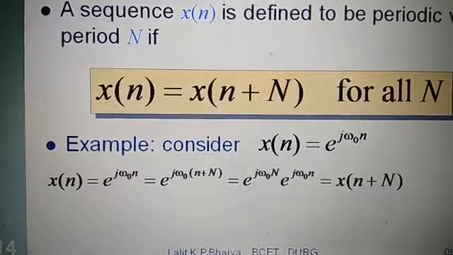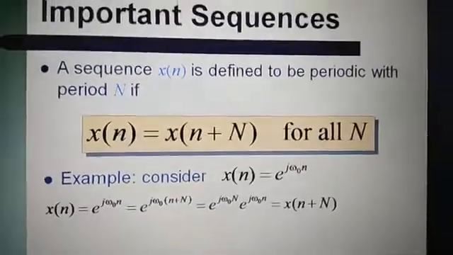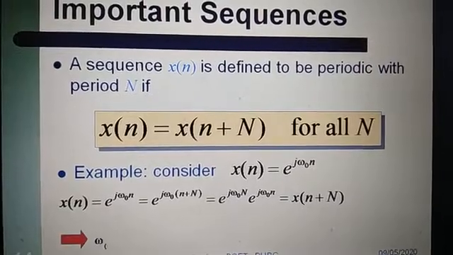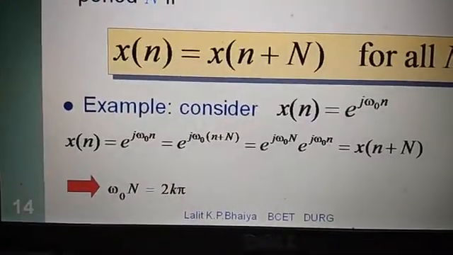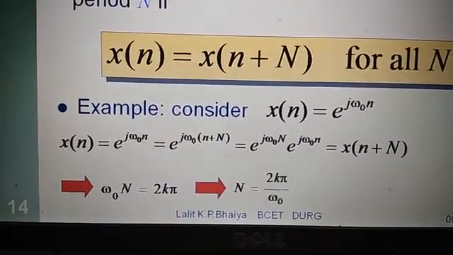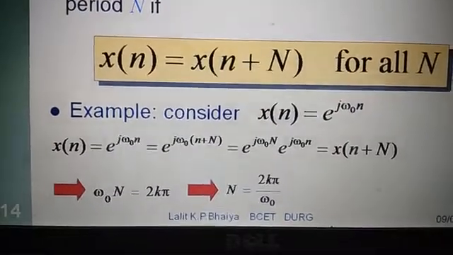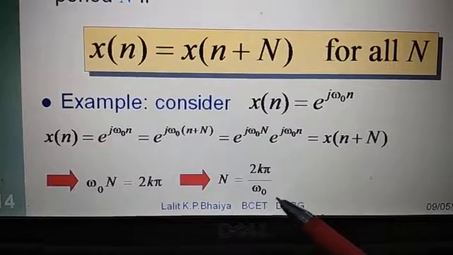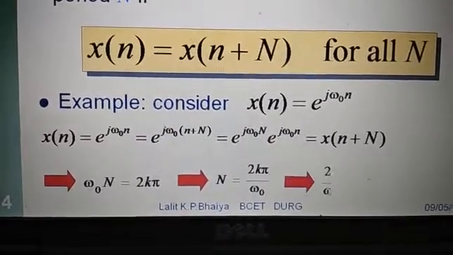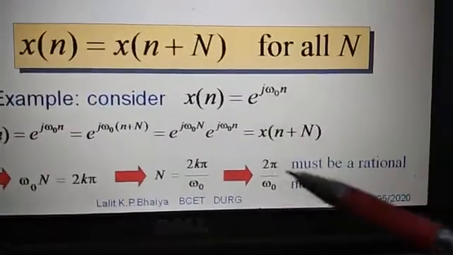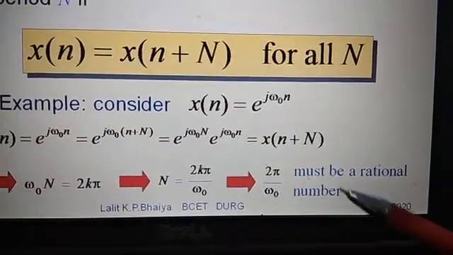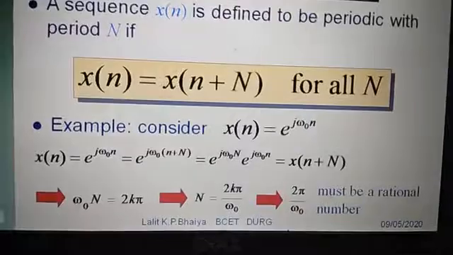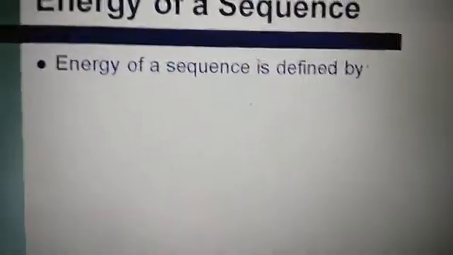So using this property of periodicity, you can get signals like this. And here you can have omega 0 N is equal to 2 pi k, and this capital N can be written as 2 pi k by omega naught, which is 2 pi by omega naught times k. It must be a rational number. So this is the property of periodicity.